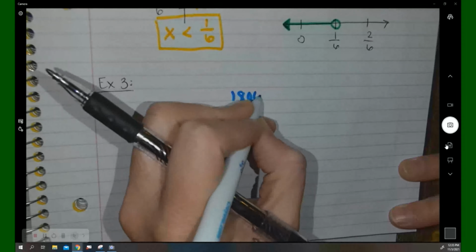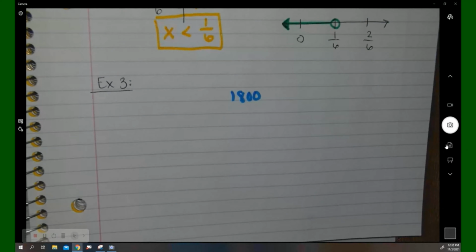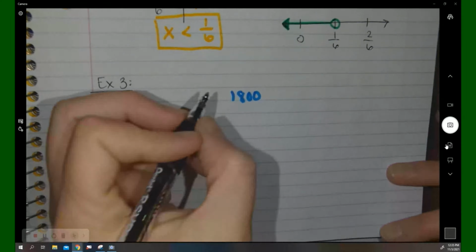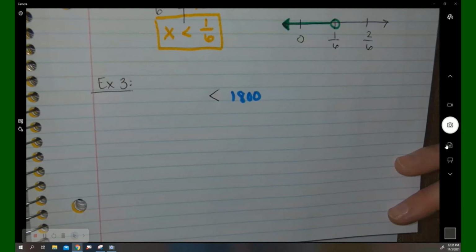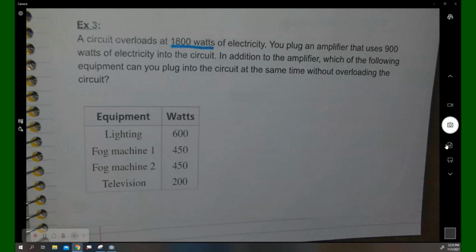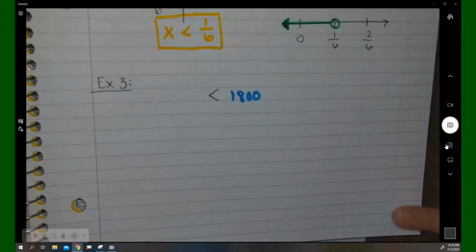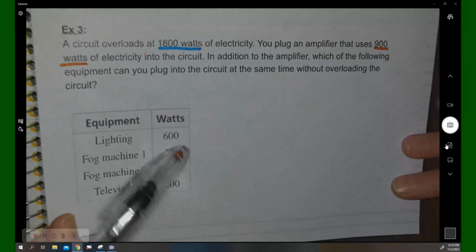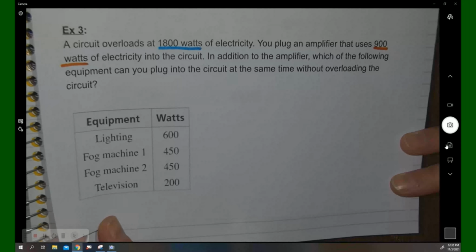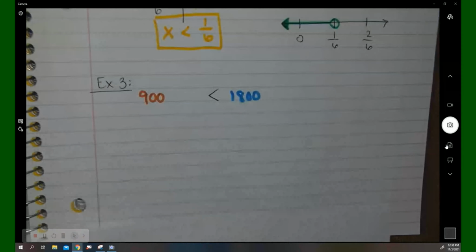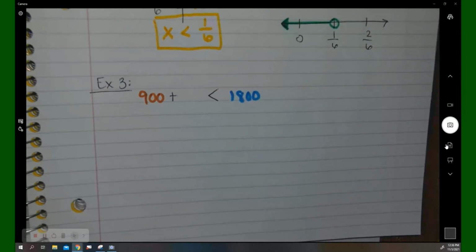So we have 1800. And since it's going to overload at 1800, it cannot include 1800. So we have to be less than 1800. That's the maximum. We know that we have 900 watts of electricity for our amplifier, so we have to include that. But we also want to be able to plug in something else, right? So we're looking for other equipment. We need to know how many watts we have available to use. So in addition to this 900, we're going to add some unknown number of watts. So we use W for watts. So we have our inequality.